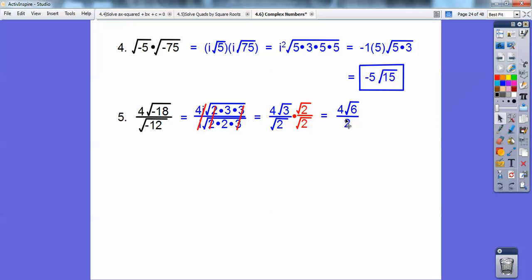Since these are both outies, they're not inside a radical right there, I can go ahead and divide this 2 into this 4 to get 2 root 6 is the final answer right there. Okay, let's try another one, okay?